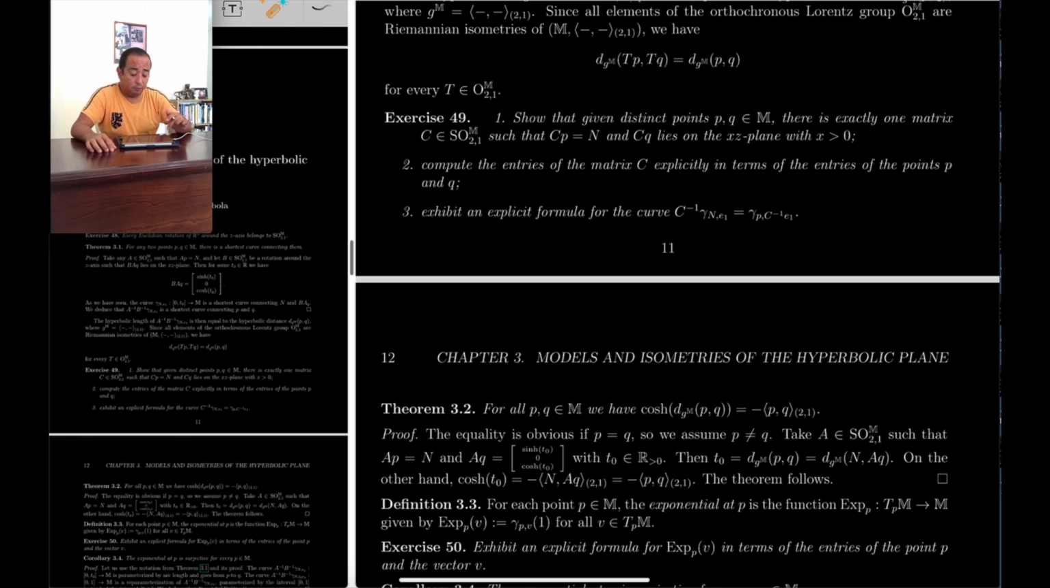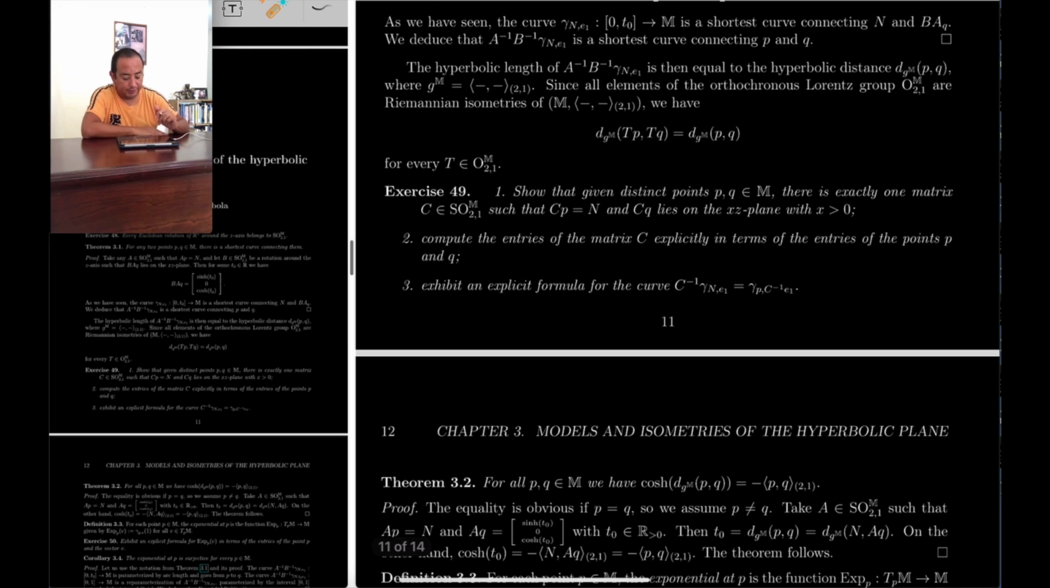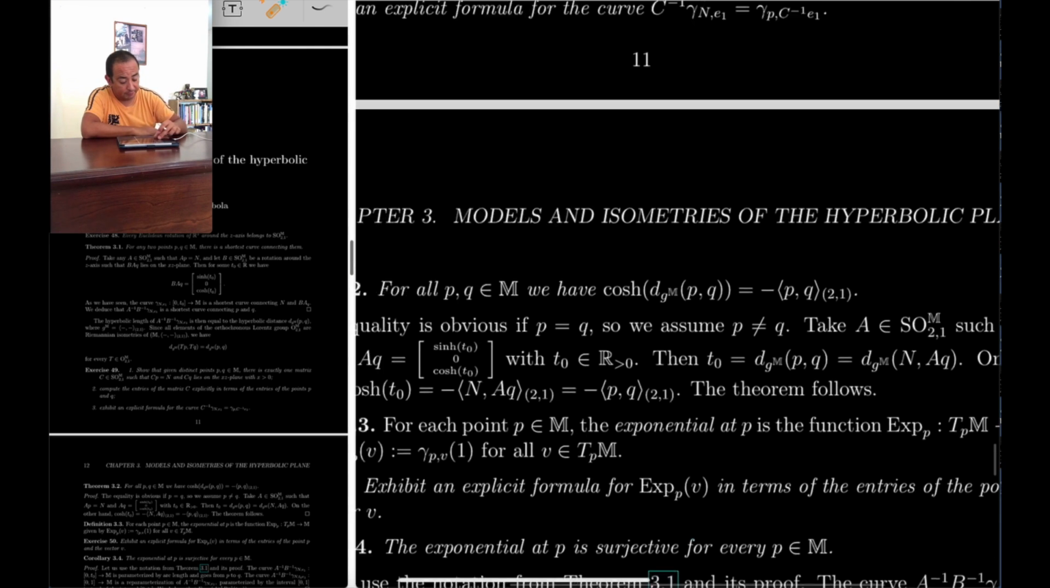Okay. Now we are going to give a formula for the distance between 2 points. Well, for the hyperbolic cosine of that distance, and I would say it's a beautiful formula, it's a beautiful relation, because the theorem is that the hyperbolic cosine of the distance between 2 points is given completely in terms of the Minkowski pairing of the points.